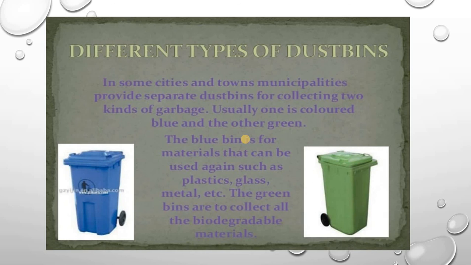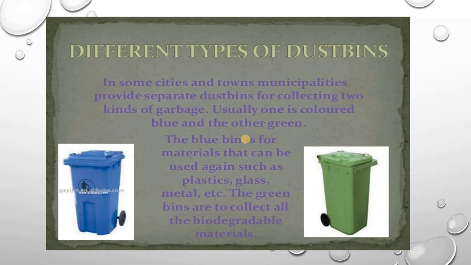Okay. Now, in some cities and towns, the municipality provides separate dustbins for collecting the two types of garbage. Now these dustbins are of different color. One is green and another one is blue. At your school also you will find that you have two dustbins. One is green and another one is brown.